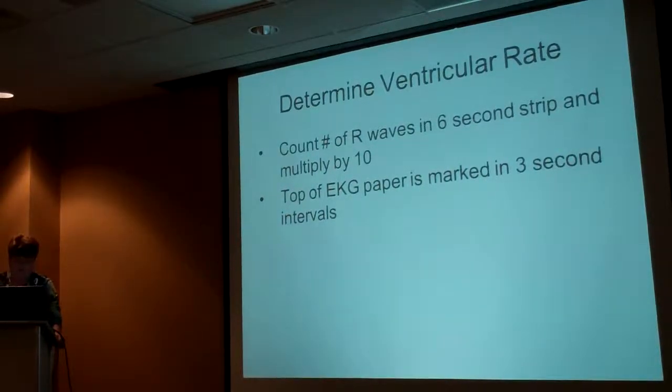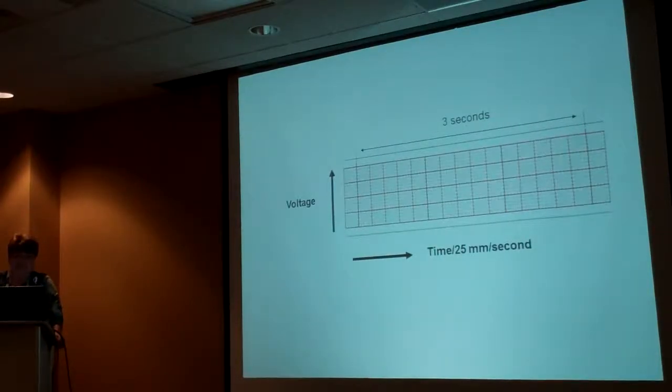Remember that the top of the paper is measured in 6-second strips. So I would double the 3 seconds. Instead it was 6 seconds, it's 3 seconds. I would double that and get my 6 seconds. You with me? So let's look. From the mark at the top of the paper to the mark at the top of the paper is 3 seconds. So if I was going for 6 seconds, I would just double it. Okay?